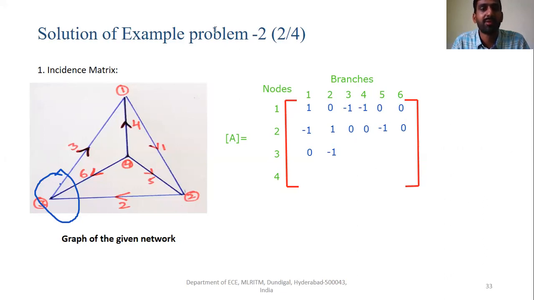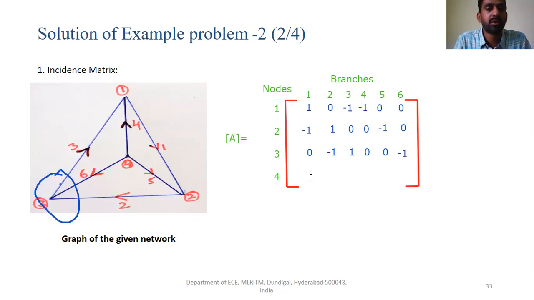Here, coming to branch number 6, this branch number 6 is incident to node number 3. If it is incident to node number 3, we have to check for the orientation. And clearly you can see here the orientation of branch 6 is towards node number 3. If it is towards node number 3, the element is going to be minus 1. So, this is how we will obtain.